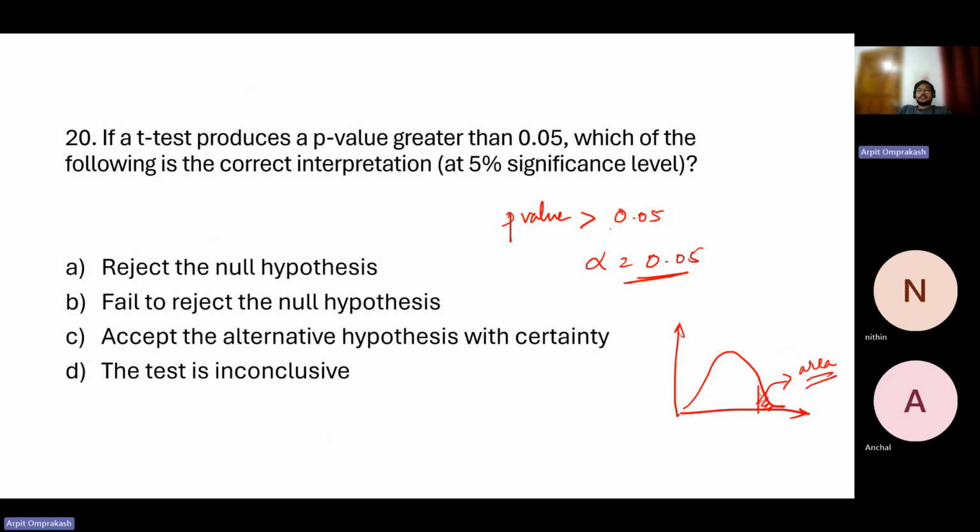Our area is bigger. That means if this is 0.05, the p-value that we get will be somewhere here, because only then will this area be bigger, right? So that means we should not be rejecting our null hypothesis. First, reject the null hypothesis: this is false. Fail to reject the null hypothesis: this is true. Accept alternate hypothesis: false. The last option is inconsistent. The answer is option B, fail to reject the null hypothesis.